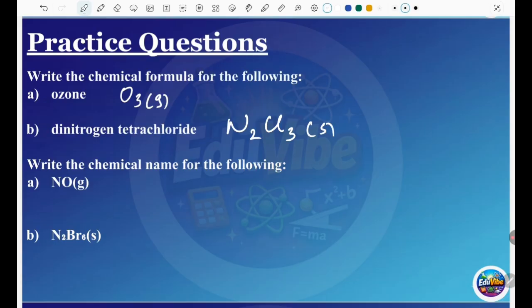So next we have NO. Both have only one, which is mono. And the first one is nitrogen.